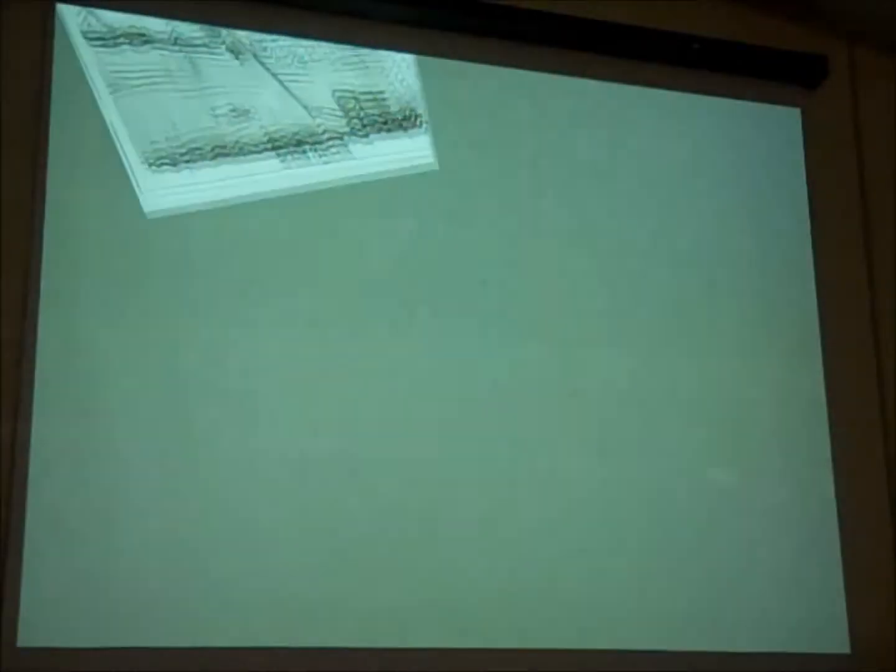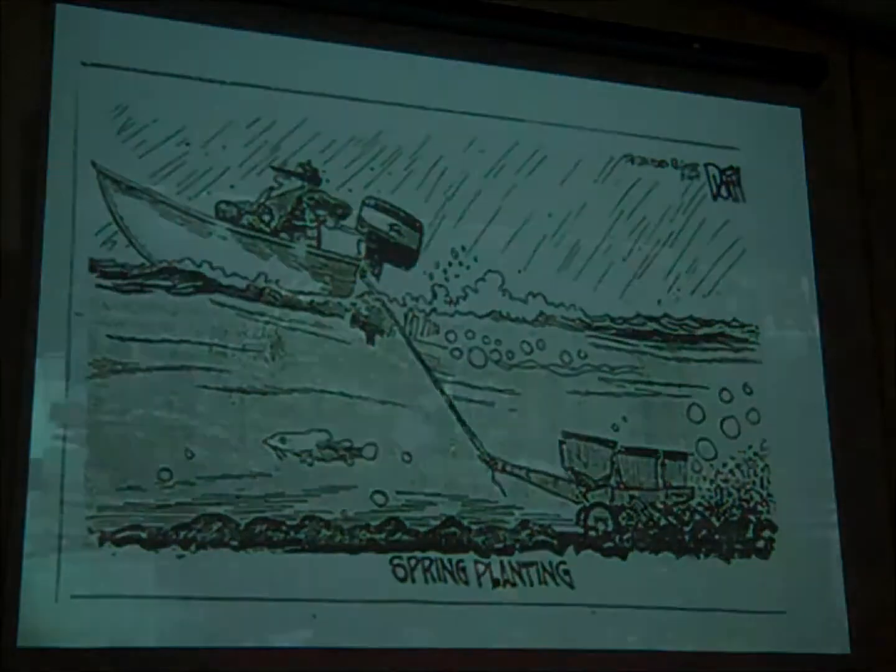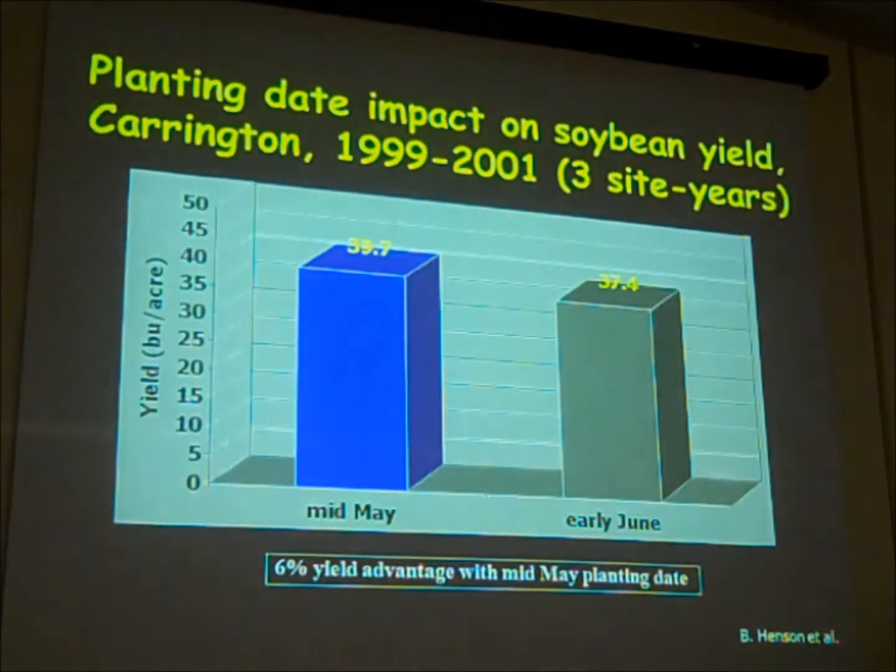Okay, so we wanted to continue that in 2013, and you guys know that story. It didn't happen. So we went to plan B, and that was, well, we're still going to do the planting date, but we'll go on the other end. Maybe it'll be another 10 years before you guys are planting your soybeans in June. I hope that's the case. But if not, we thought it's important, well, let's add some more data. We had some older data. This was generated about a decade ago by Bob Henson and company. And in this comparison here at Carrington, 3 site years, we saw a 6% yield advantage.